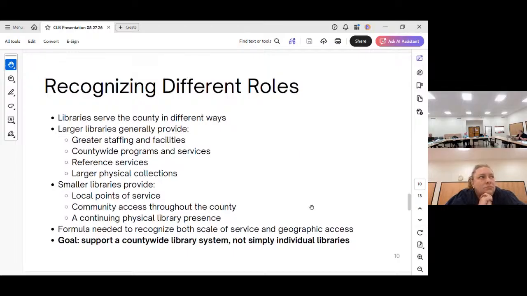We recognize that it's important to have community access throughout the county. And it's really important to residents of Coos County to have a continuing physical library presence. They want that library building there. That's what we want, is that library in each community. And so we knew that the formula needed to recognize both the scale of service and geographic access. And so our goal was to support a countywide library system, not simply individual libraries, as well as to align ourselves with the intention of the master plan and keep that in mind as we moved forward through the process.